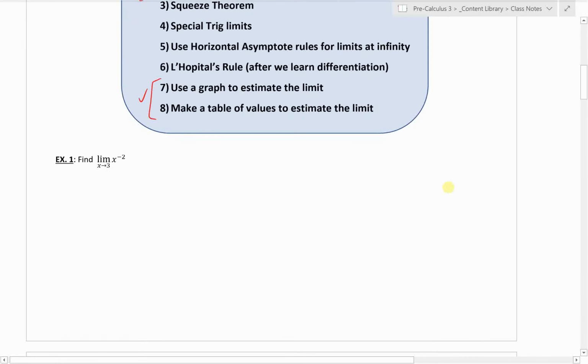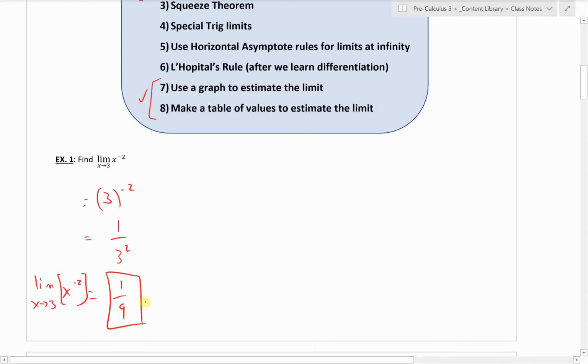Example 1: find the limit as x approaches 3 of x to the negative 2. Again, our first instinct for finding a limit will always be direct substitution. So we plug 3 directly in, and we get 3 to the negative 2. Well, a negative power means move it into the denominator, so we'd have 1 over 3 squared, which is 1/9. And there's our limit. The limit as x approaches 3 of x to the negative 2 is 1/9.